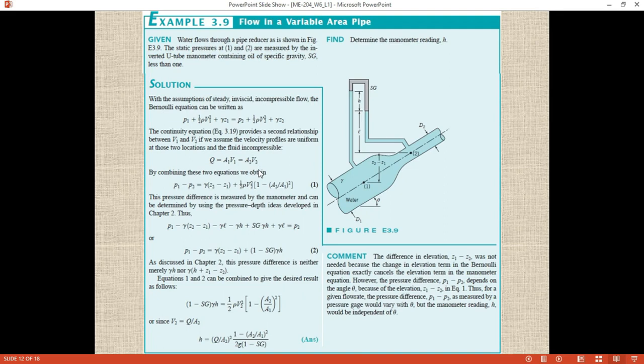If you bring the V2 here and take the A1 here, V1 over V2 will be equal to A2 over A1. So we replace V1 over V2 with A2 over A1. Finally, this is equation number 1.